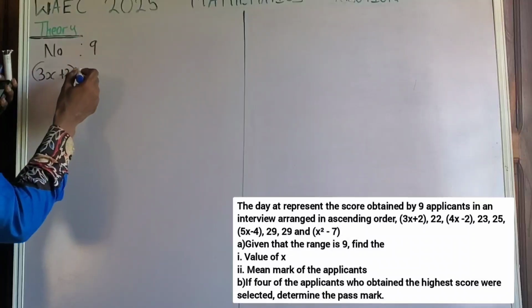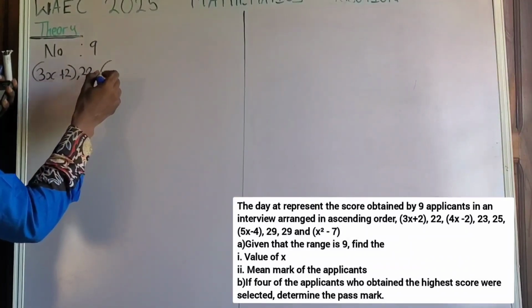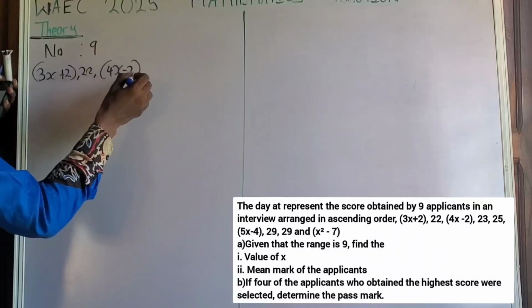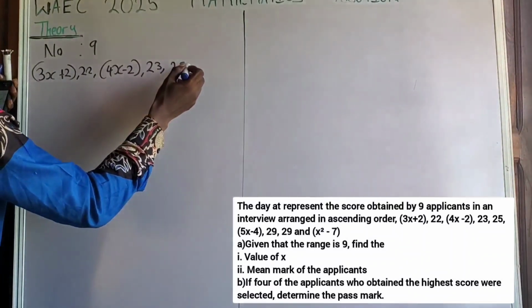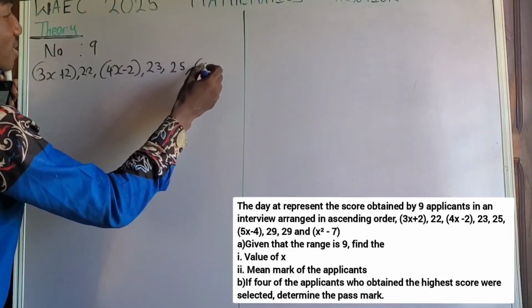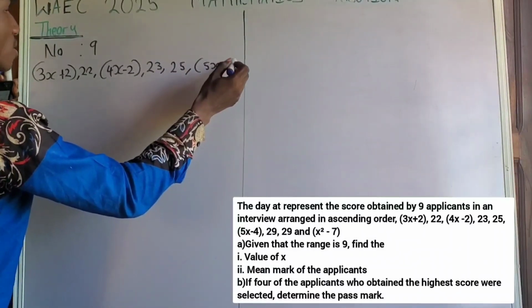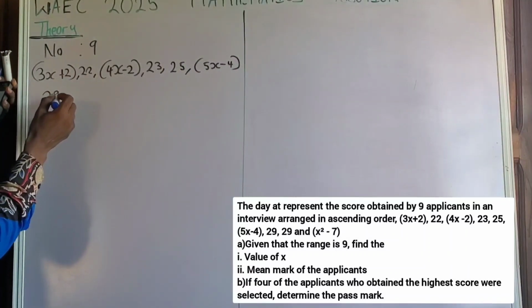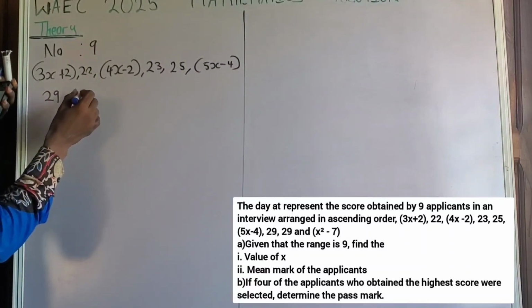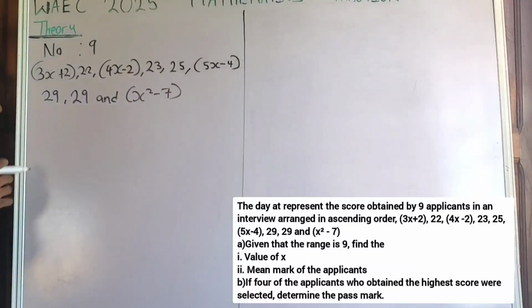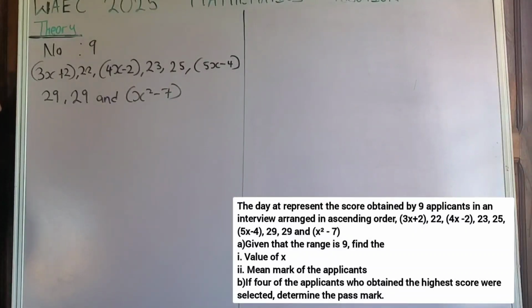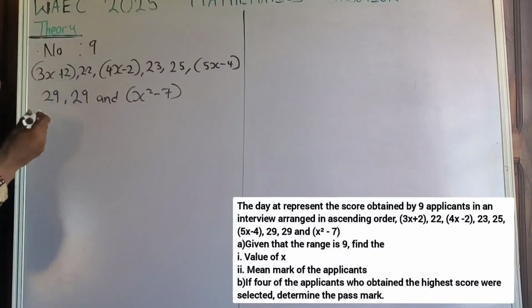And followed by 22, followed by 4x minus 2, followed by 23, followed by 25, followed by 5x minus 4, followed by 29. Okay, then after 29 we have another 29 and x squared minus 7. Okay, now pay attention. We are asked to find the value of x, but before we can get the value of x, we are given an important information in that question. What is that information? We are given that the range is 9.